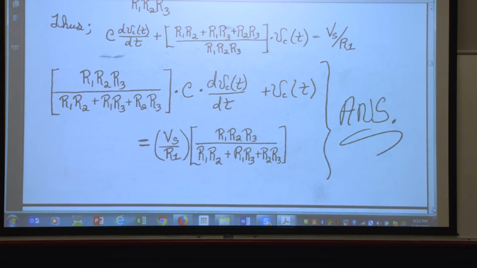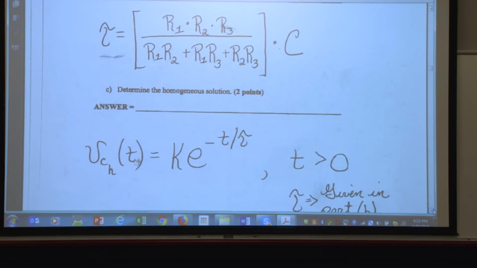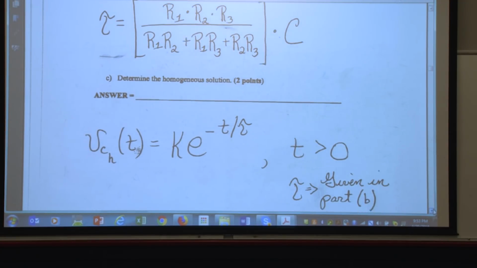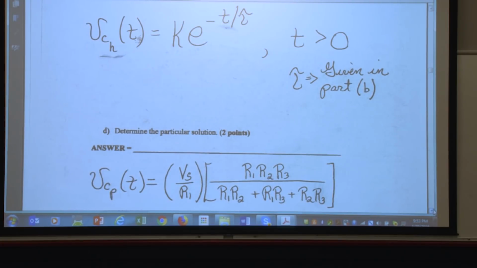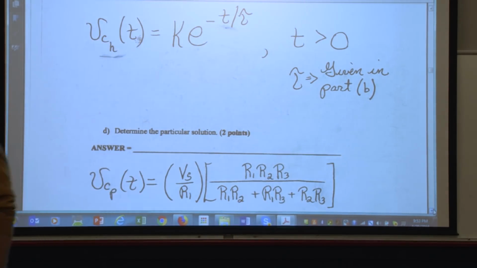So here we go. The time constant. Boom. Homogeneous solution, K e to the minus t over tau. Boom. Particular solution, right-hand side. We did it. So we're through part D already. That wasn't bad. All right. We're doing okay?